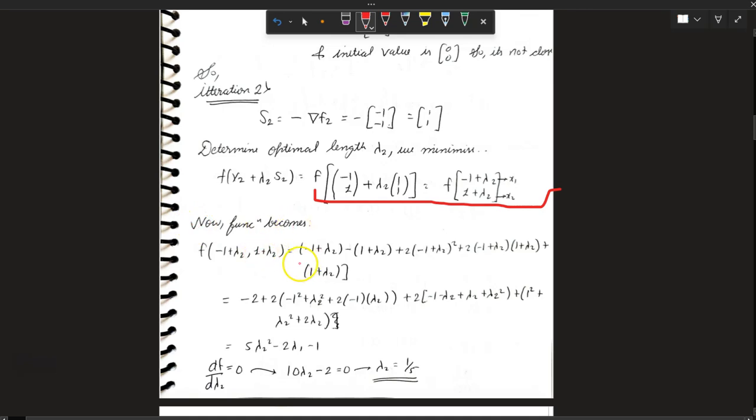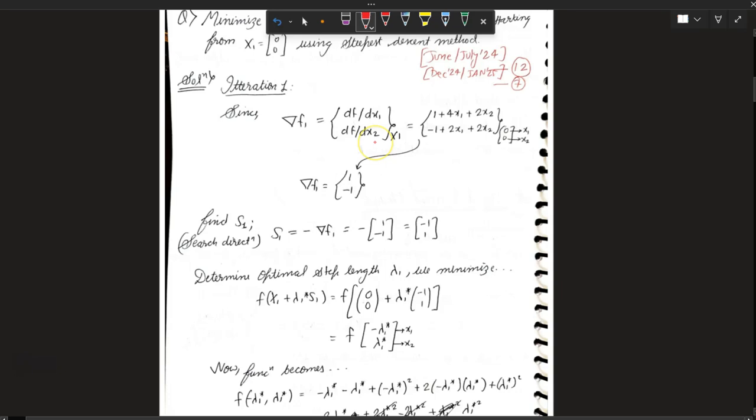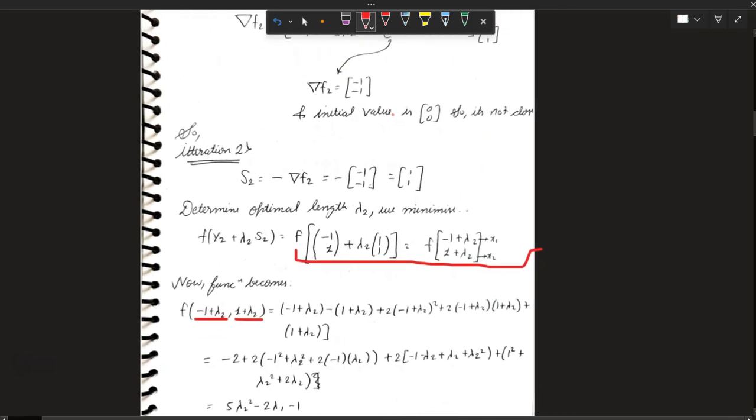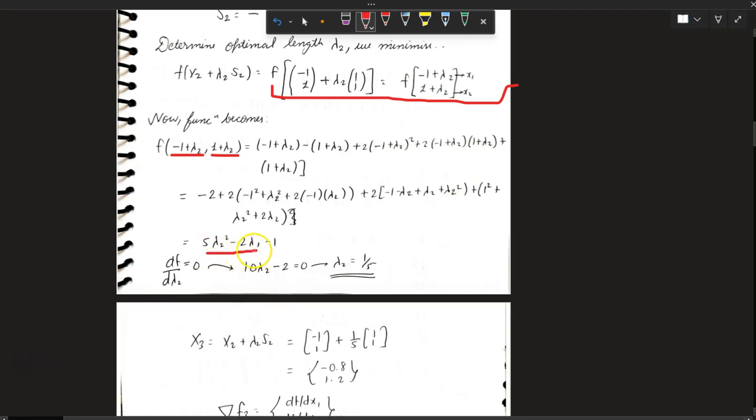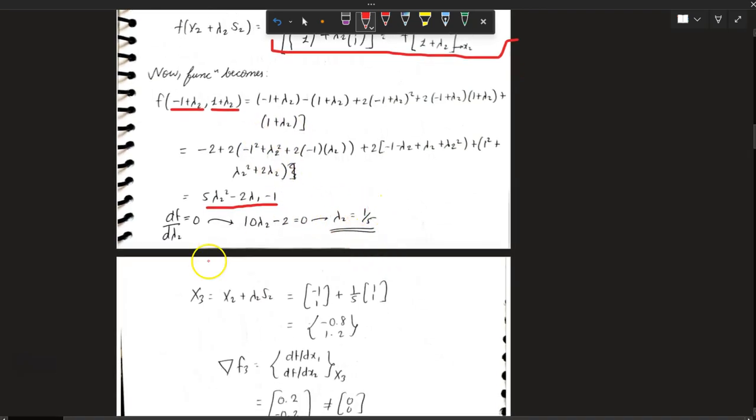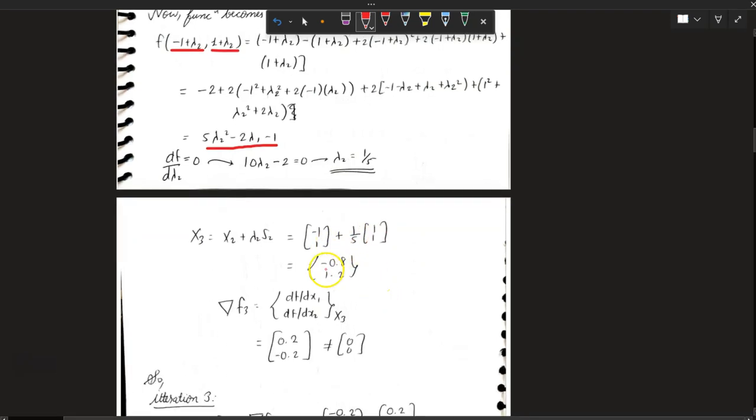Now the function becomes this, and you have x1 value as this, x2 value as this. Put the x1, x2 values in the function given in the question and calculate all the results. The result you will get is 5 lambda 2 square minus 2 lambda 1 minus 1. Now equate it with 0, you will get the value of lambda 2. Now find x3. x3 is equal to x2 plus lambda 2 s2, that is minus 1, 1 plus 1 by 5 times 1, 1. This you will get.